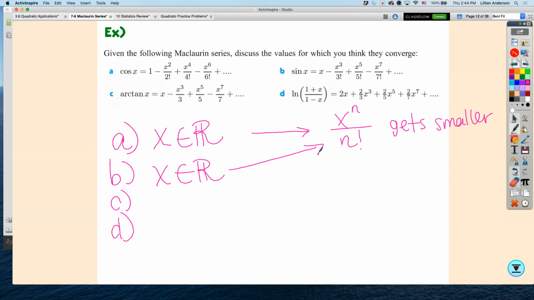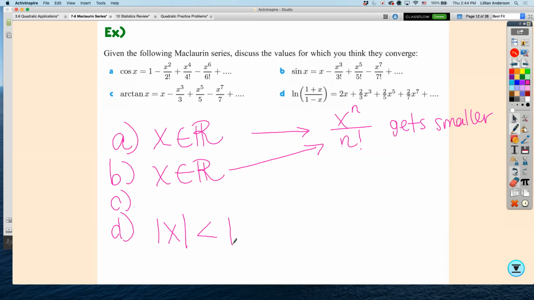C and D are like the opposite. -1 to 1. They're getting bigger. Oh wait, is that the absolute value? Well, D would be the absolute value. For which values? Anything that's less than 1. Anything between. Less than 1? Yeah. It's going to be anything less than 1.